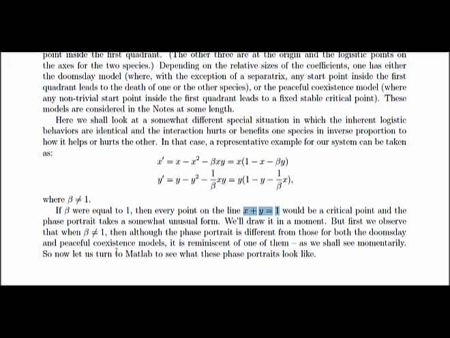But first, we observe that when beta is not equal to 1, then there is a point of intersection, and we'll compute it in a moment. The phase portrait is different from those for both the doomsday and the peaceful coexistence models, but it turns out it's actually reminiscent of one of them, as we shall see momentarily. So now let us turn to MATLAB to see what these phase portraits look like.